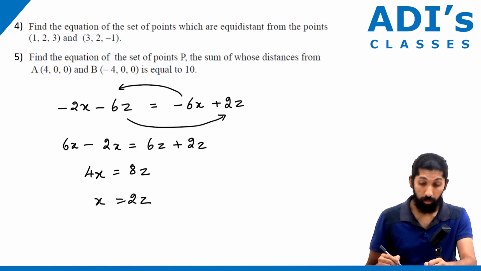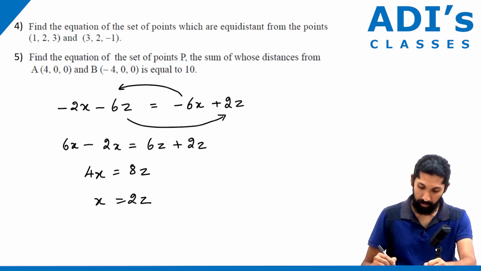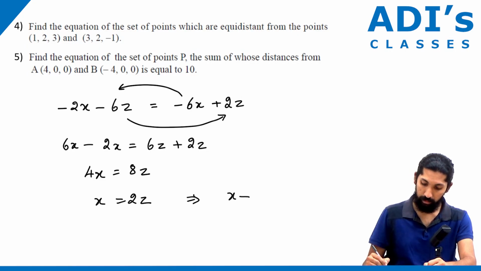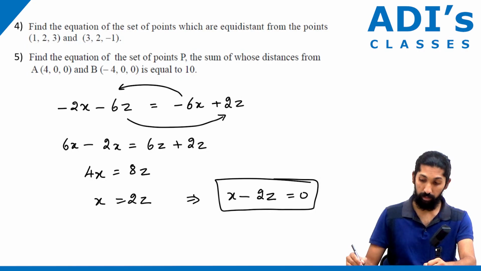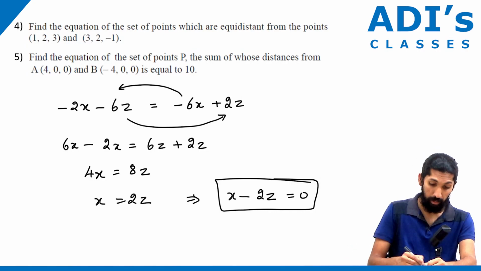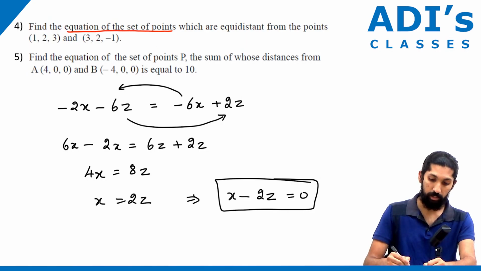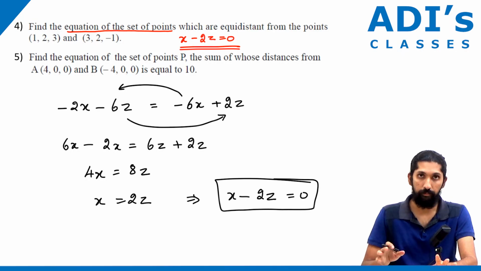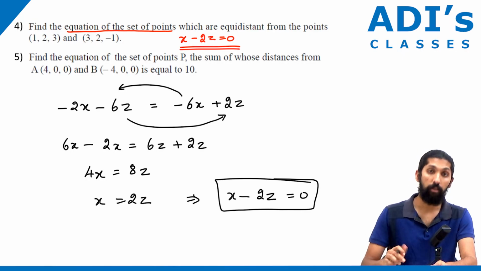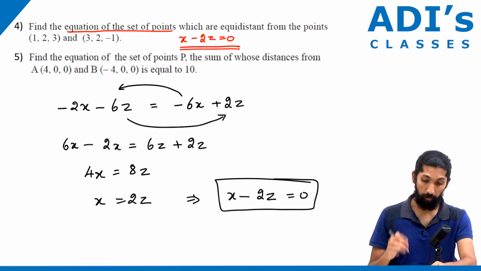The equation you can write is x minus 2z is equal to 0. This is the equation, because what they're asking in the question is the equation of the set of points. So the equation is x minus 2z is equal to 0. This is the equation. Clear? So this is the answer for the fourth question. Now we'll do the fifth one.